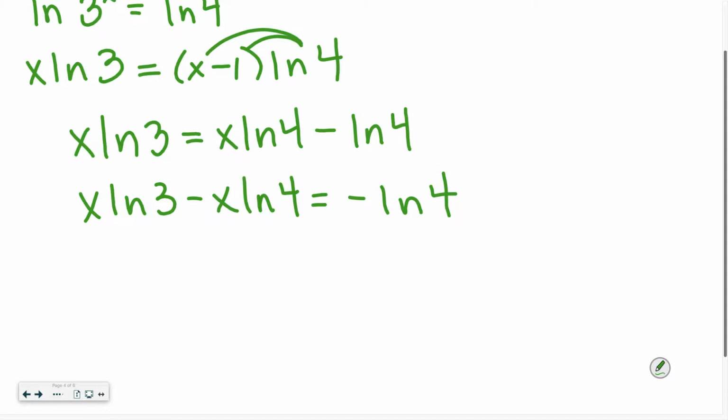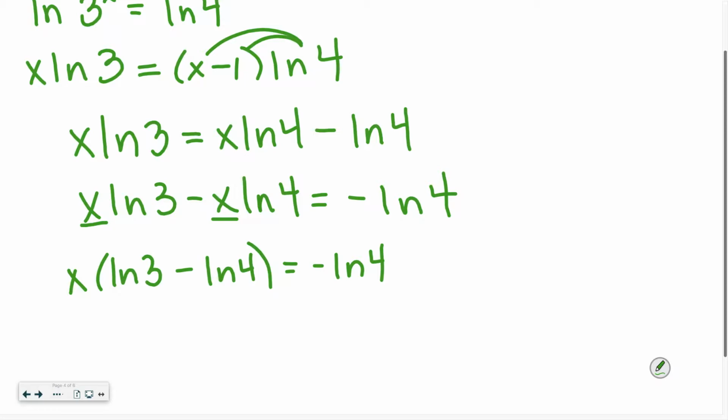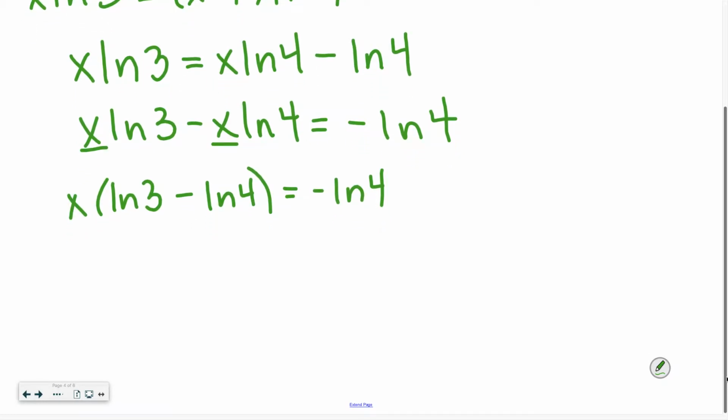Okay, and now that x natural log of 3 minus x natural log of 4, those are both on the same side. What can we do on that left side? They have the same base. They both have x. And since they both have x, we can factor it out. Okay? Remember, we're solving for x, so we don't want to get too wild and crazy. Okay? So now to solve for x, we can divide.